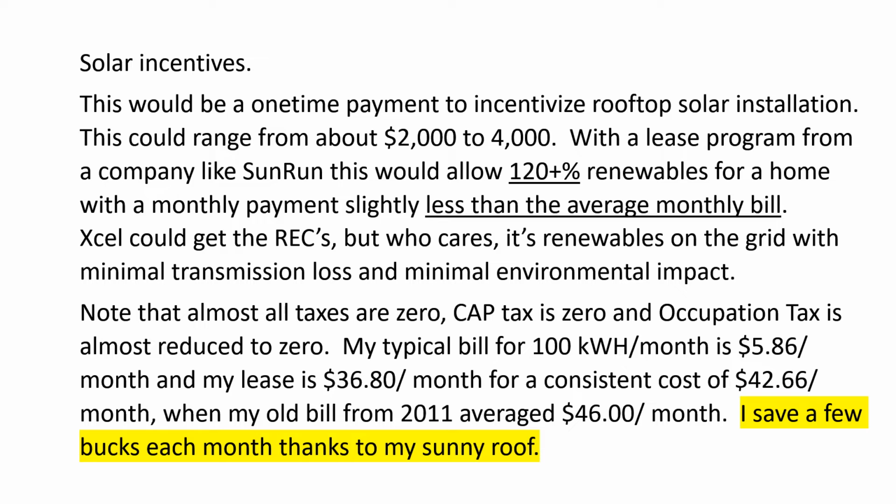My typical bill for 100 kilowatt hours per month is $5.86 per month, and my lease is $36.80 a month, for a consistent cost of $42.66 per month, when my old bill from 2011 averaged $46 a month. I save a few bucks each month thanks to my sunny roof.